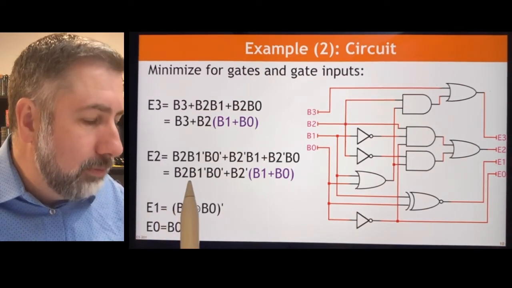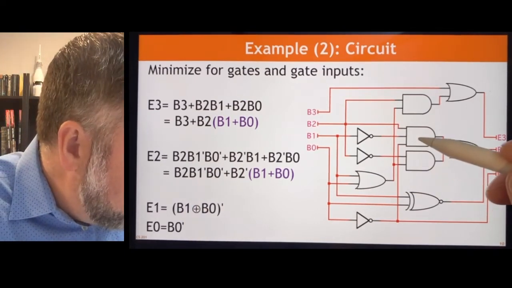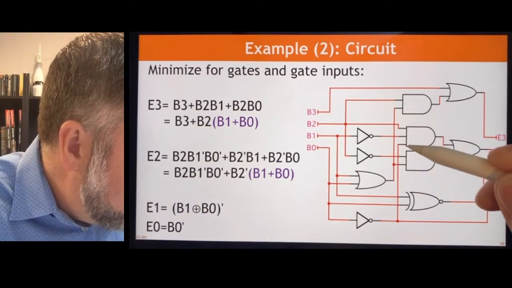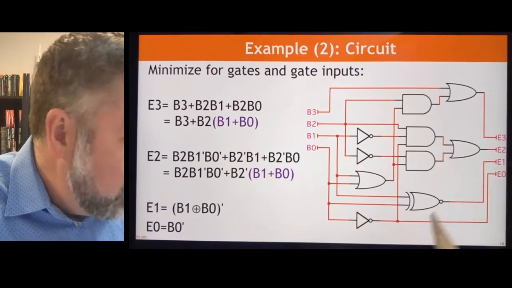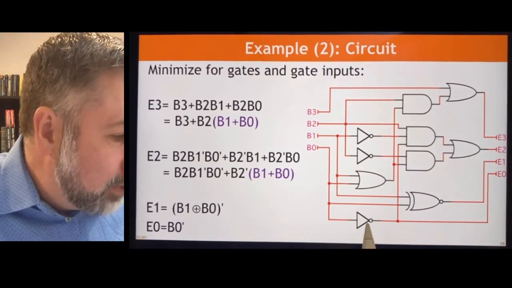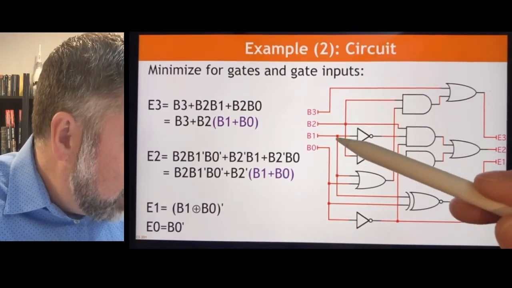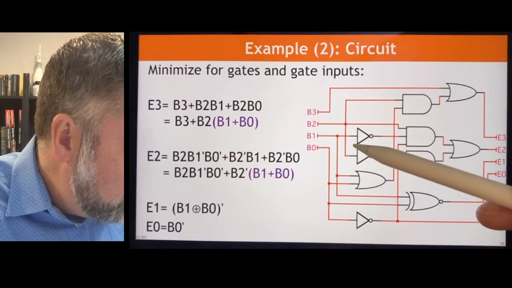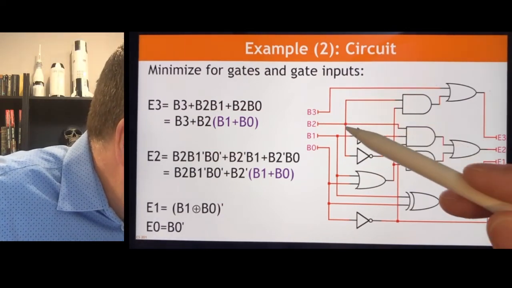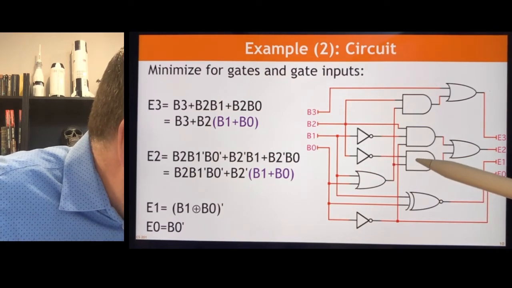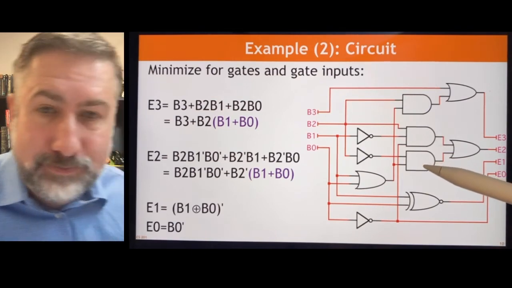It's B2, B1 prime, B0 prime. So this is B2, B1 prime, B0 prime. Right, and B0 prime is already available here. We don't have to invert B0 twice. We can use that there. And then B2 prime, which is right here, sorry, B2 prime ANDed with this OR combination of B1 and B0.